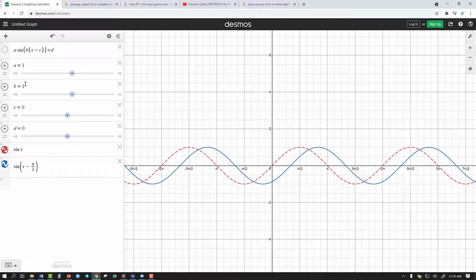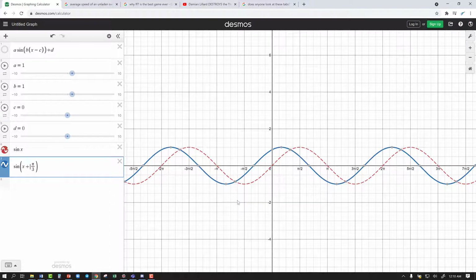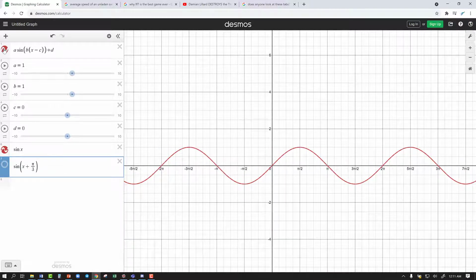And that's why an x minus appears to shift things to the right, whereas an x plus would actually shift things to the left, because now you're advancing values. Now negative pi over 3 gives you 0, which is going to output 0 for y. So that's why things shift in that specific way.